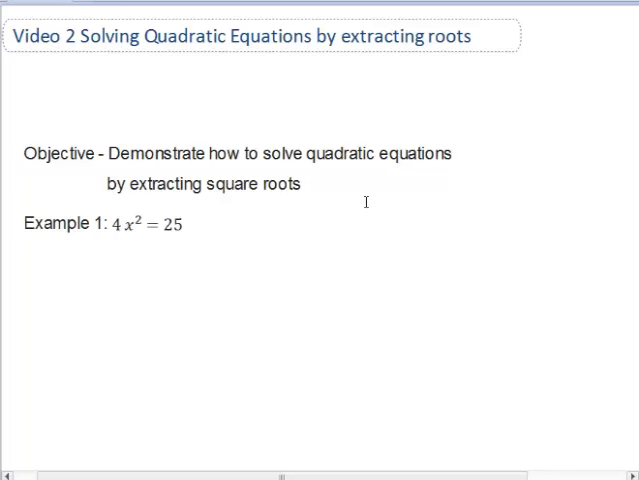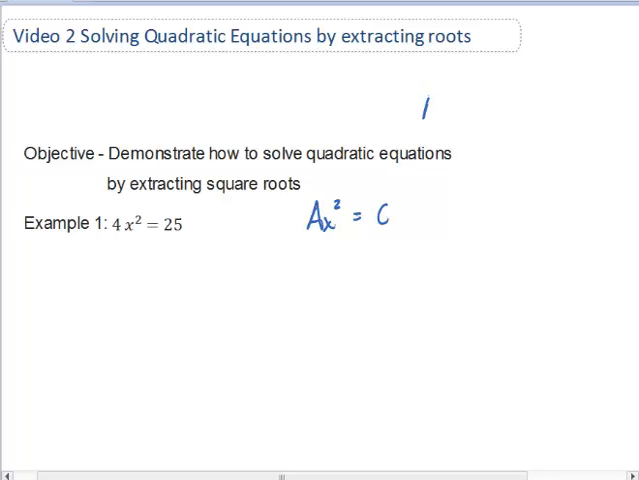Normally we would factor or we'd use completing the square, but sometimes an opportunity presents itself so we can extract roots, and this only happens when we have the equation in the form of ax squared equals c. We have no b term involved at all.